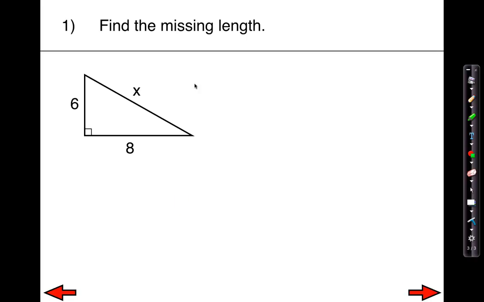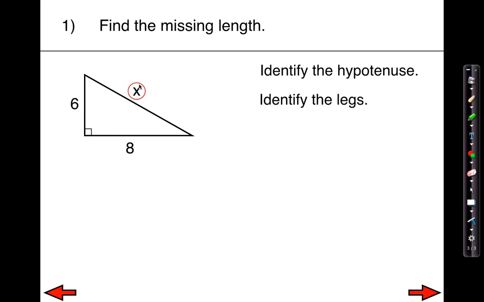So it says here, find the missing length. Once again, we have to remember we're only allowed to use the Pythagorean theorem if and only if we have a right triangle. Do we have a right triangle? Yes, and I know that by this little box at the corner of the triangle. Okay, so the first thing I like to do is identify the hypotenuse. And basically what you're going to do is go across from the right angle, and note that in this case, x is my hypotenuse.